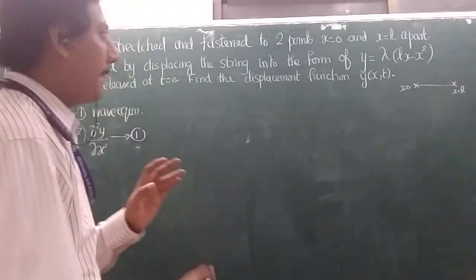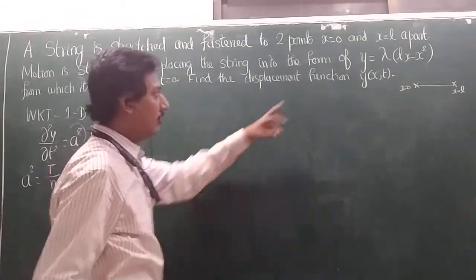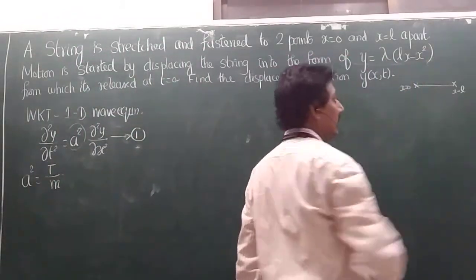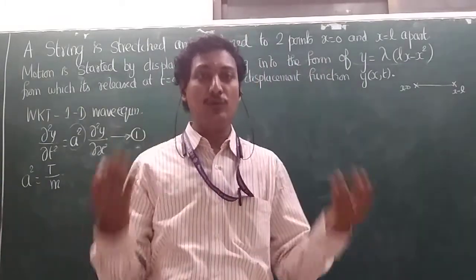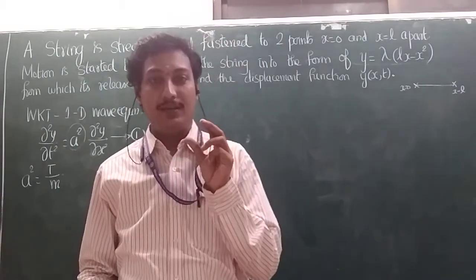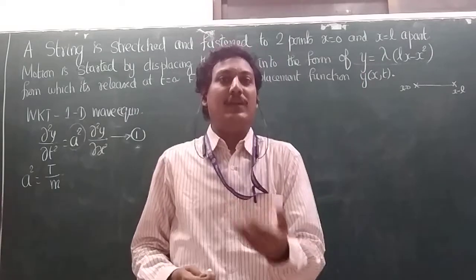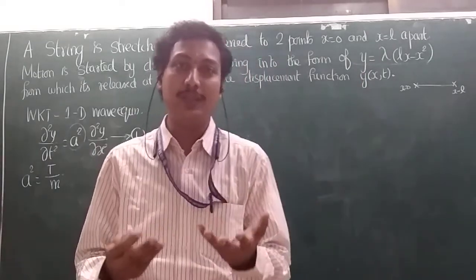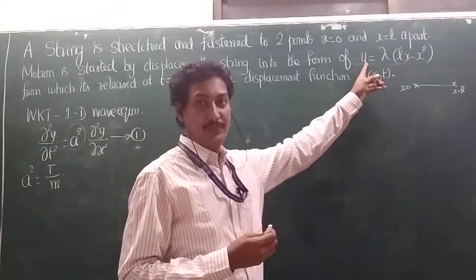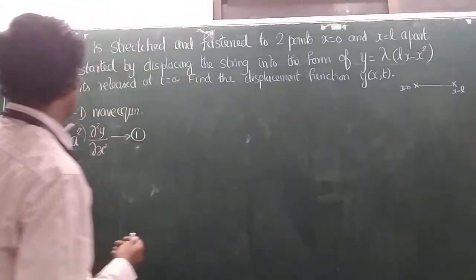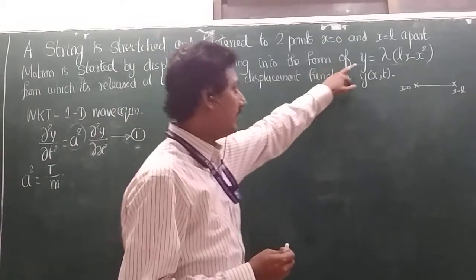It's clear? Now, motion is started by displacing the string into the form y equal to lambda into (Lx minus x squared). So initially the string is allowed to vibrate with some displacement y. The displacement is given here. That means the velocity is considered as 0, because only the initial displacement is given. The string is released at time t equal to 0, that is, initially.